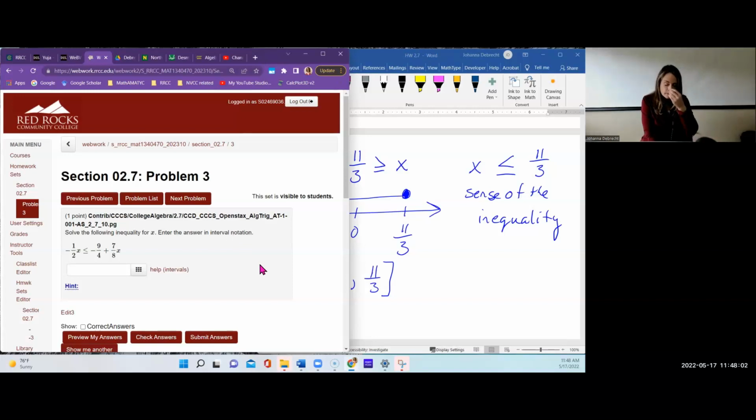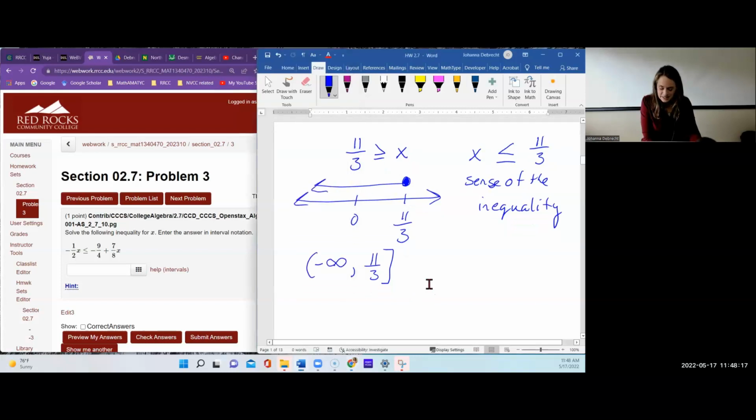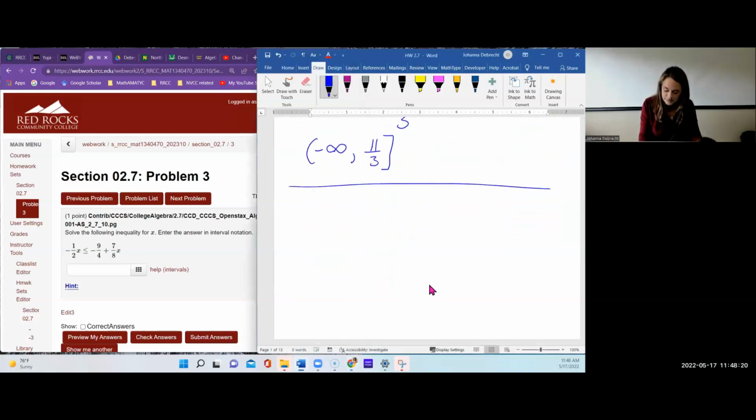Let's take a look at this problem right here. This problem is going to be a little bit more difficult because of the fractions, but I'll show you a way to get around those fractions. Getting around fractions is always better than working with them, at least in my opinion. Okay, let's take a look at number 3. In number 3, we have negative 1/2 x less than or equal to... Why are they all less than or equal to or greater than or equal to? Where are some of my strict inequalities? Negative 9/4 plus 7/8 x.